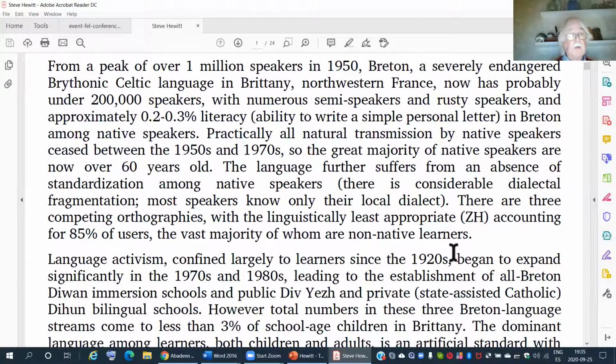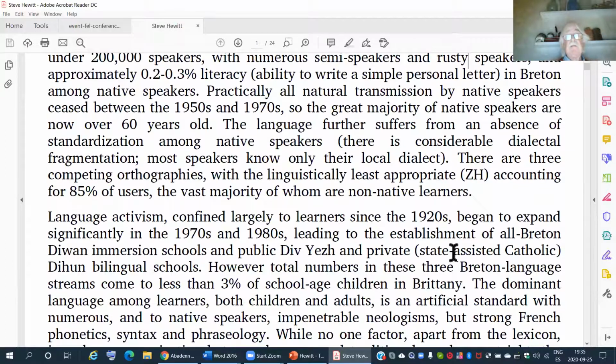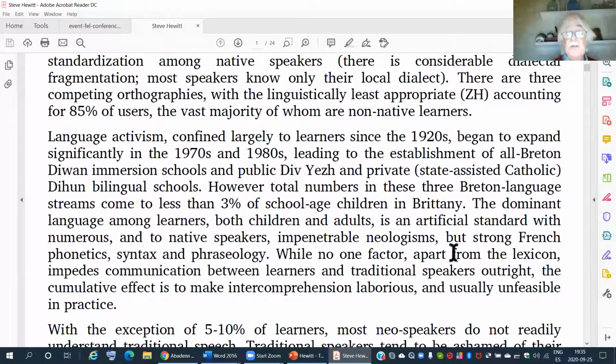the vast majority of whom are non-native learners. Language activism, confined largely to learners since the 1920s, began to expand significantly in the 70s and 80s, leading to the establishment of the old Breton D1 immersion schools and the 2 public and private bilingual schools. However, total numbers in these 3 Breton language streams come to less than 3% of school-aged children in Brittany.